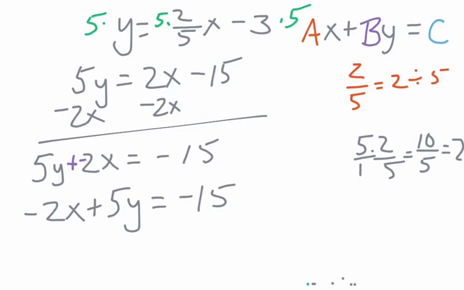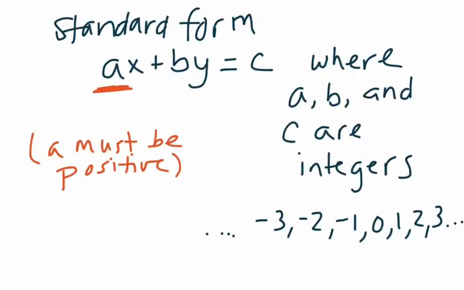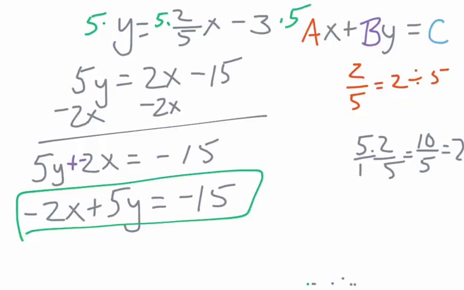Now, some curricula will accept this as being in standard form. So I'm going to go ahead and box it in. But if you have that requirement that the a value must be positive, then you need to think, okay, well, how can I make that positive? If I were to multiply this by negative 1, okay, that would make it positive.